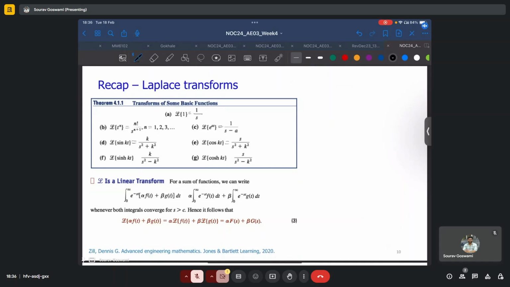We also have the transforms for the hyperbolics. So sin hyperbolic kt when transformed becomes k by s square minus k square, and the Laplace transform of cos hyperbolic kt is s by s square minus k square.